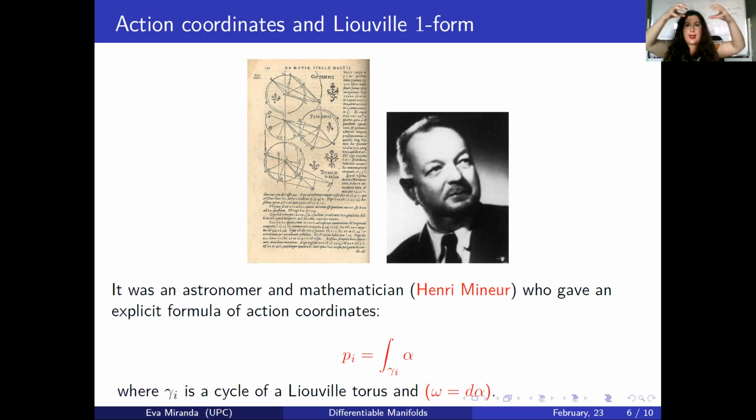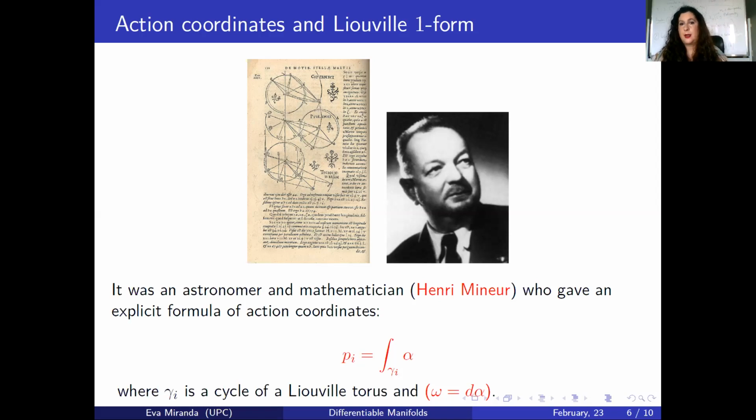Once you know that your manifold defined by pi equal to constant is a torus, then you can take generators of the cohomology of the torus, the gamma_i's, and you have n of them, because you are on an n-dimensional torus. And then you take these cycles and you integrate alpha. You integrate a one-form over a cycle, and this produces for you a function. And this function indeed is one of these action coordinates. That's a way to prove this action-angle coordinate.